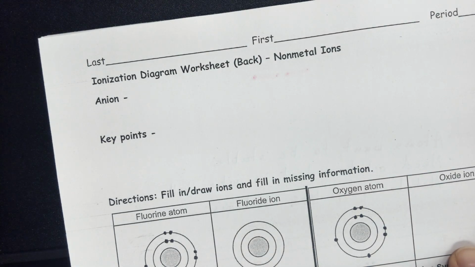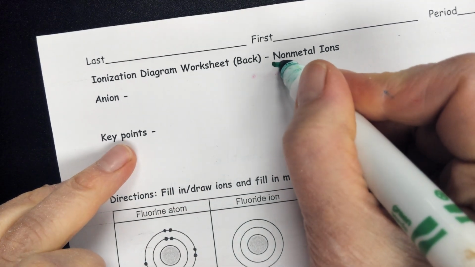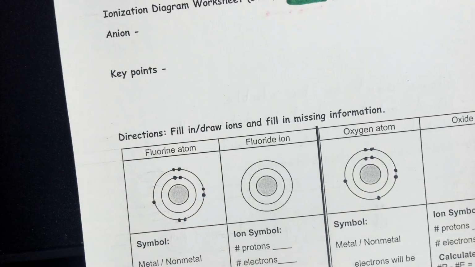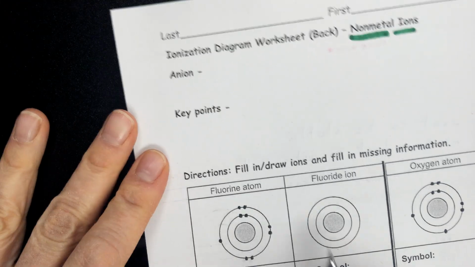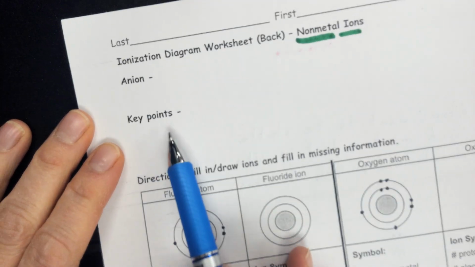All right, so make sure you're on the non-metal side. And then once again, the first thing you're going to do when you decide how an atom is going to form an ion is figure out whether it's a metal or a non-metal. All right, now you can fill in the definition of anion. It's just a negative ion.